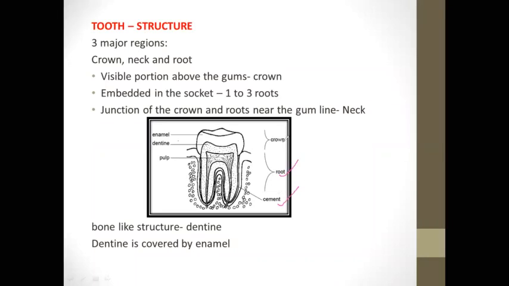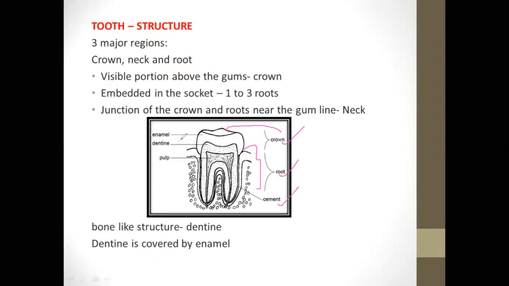So these are the three structures which are involved in the tooth. We could see that the crown is very visible over here, right? The first part will be the crown, then we have the socket. In this particular socket we have the tooth root-like structure, and finally we have the neck. So what is this neck? Actually, it is the junction between the crown and the root.